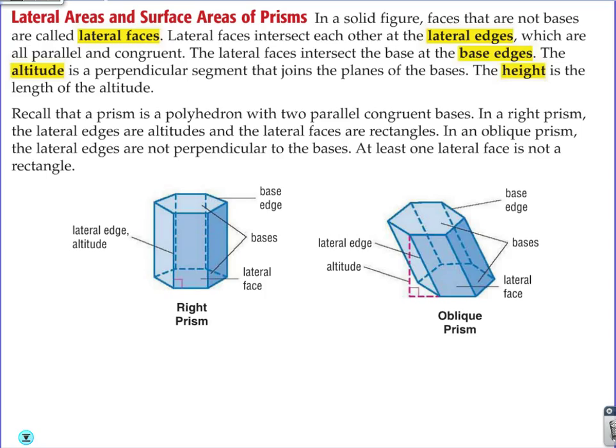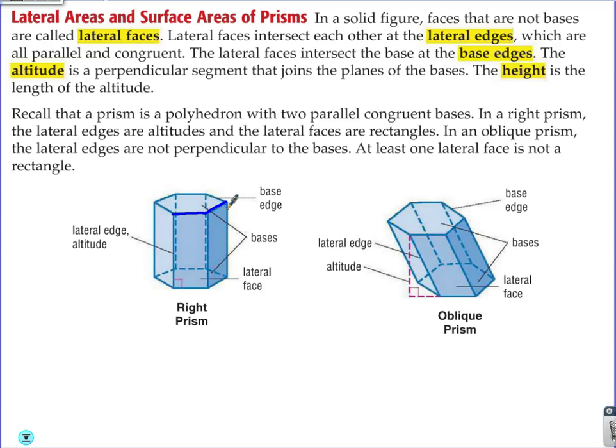The bases, we know, are what your figure normally sits on. When you're dealing with most shapes that have two bases, such as these, those bases a lot of times will be the same. In this case, your bases are hexagons. What about your lateral faces? Most of the time your lateral faces will be rectangles. Lateral faces intersect each other at lateral edges. We all know what an edge is.